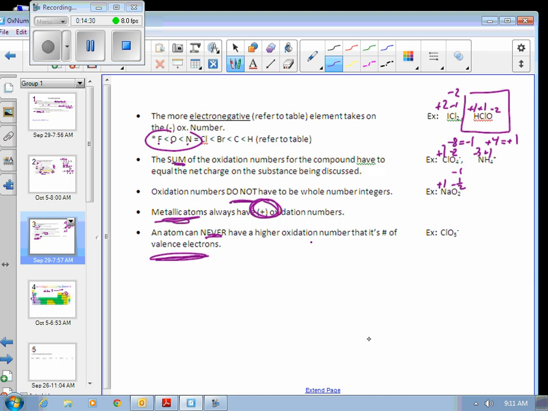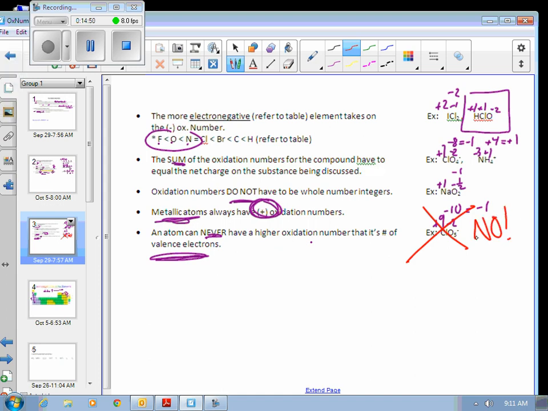ClO5 minus ion. So let's say oxygen, -2. So that puts a -10 on the oxygens. Overall, the whole molecule has to add up to a -1. So what's that mean chlorine is? It means chlorine's a +9. Guess what? Cannot happen. This molecule does not exist.